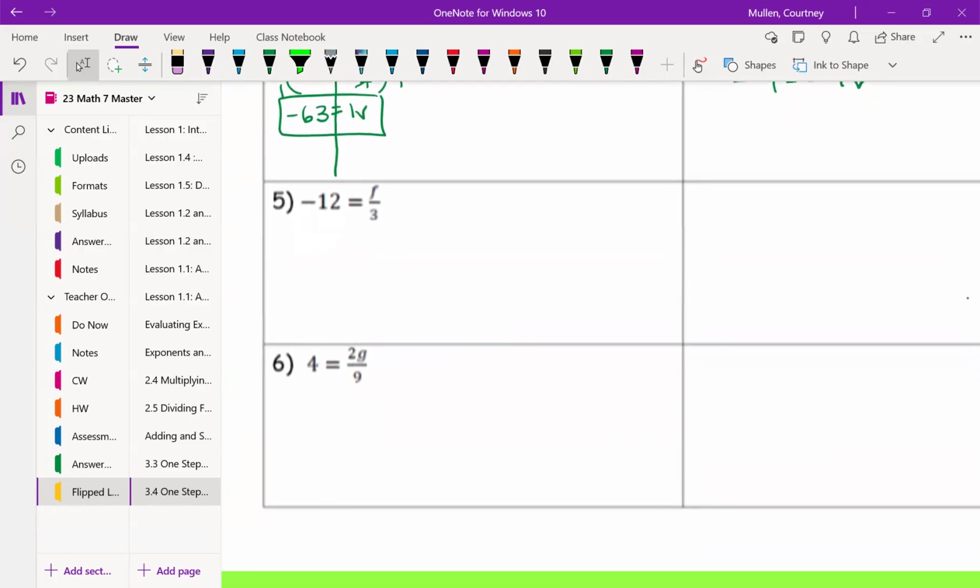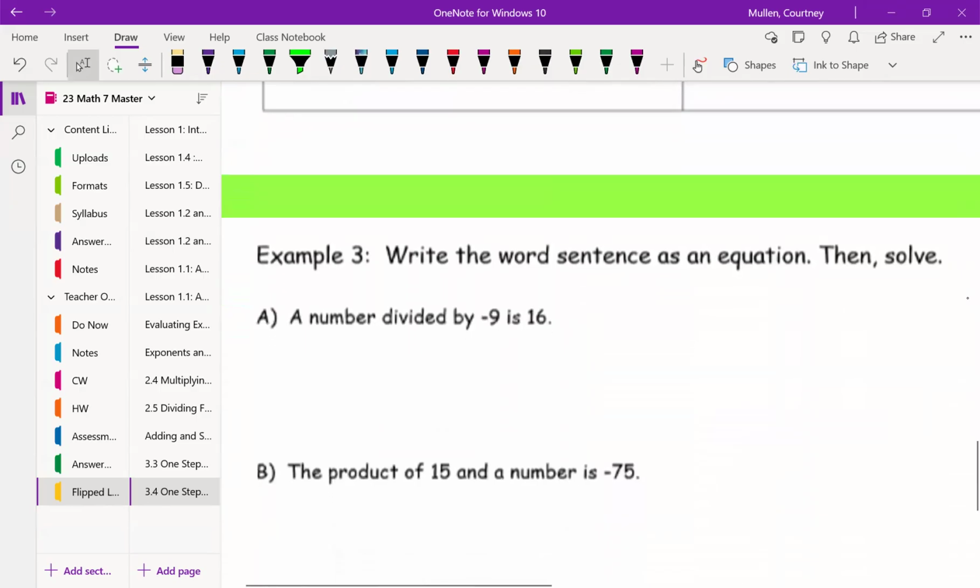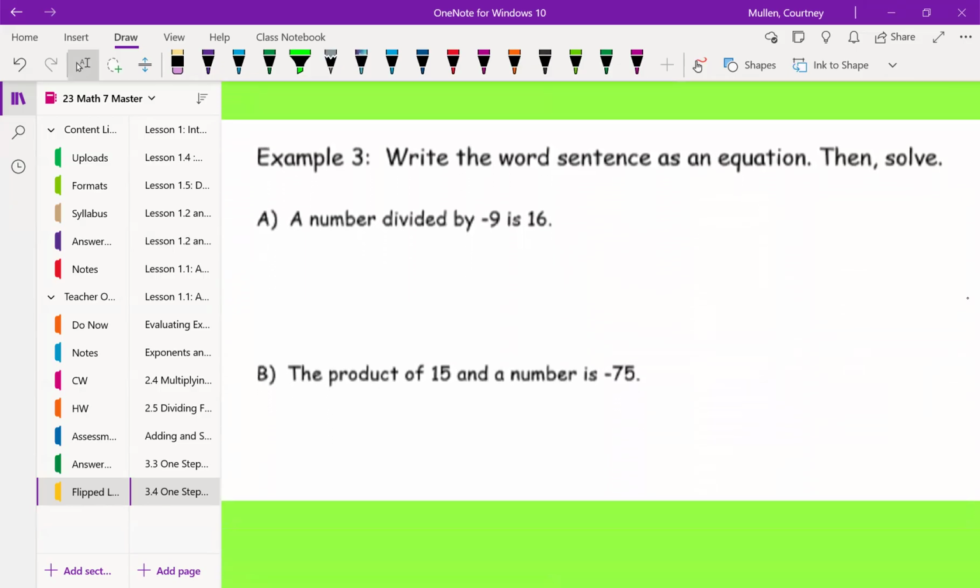We're going to go through 3 different ways of doing number 6 in class. So we're going to skip that one as well. Go ahead to the next page.